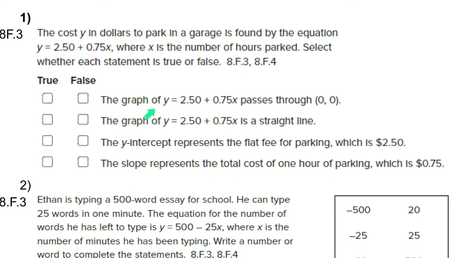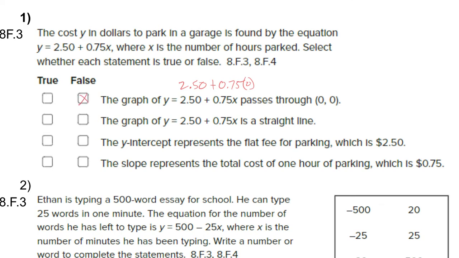So the graph of this passes through 0, 0. Well, I don't think it does, because if I put 2.50 plus 0.75 times 0, this part times 0 is 0, plus 2.50, it would be 0 comma 2.50. So this is definitely false.